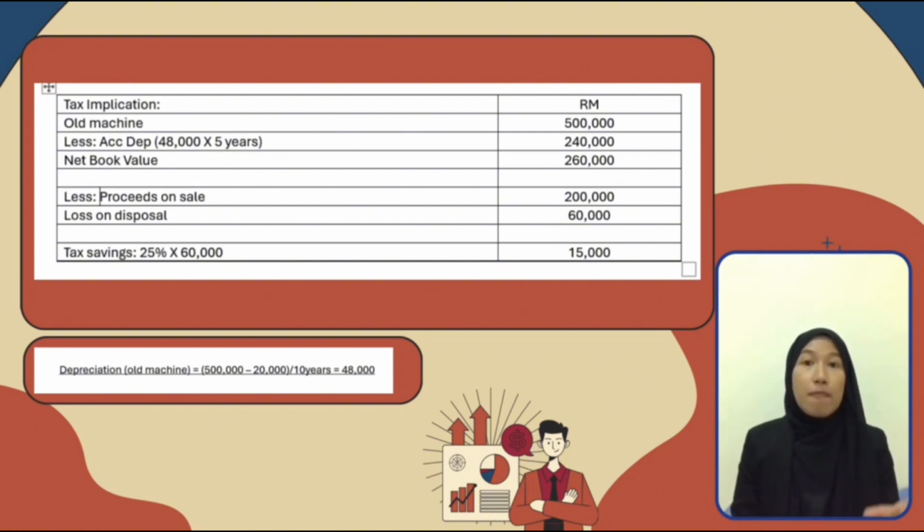After that, the amount of NBV less the proceeds on sales, which are RM200,000, and we got RM60,000, which is the amount of loss on disposal. To find the tax savings, the amount of loss on disposal times the 25% tax rate, and we got RM15,000 for the tax saving on loss on disposal.